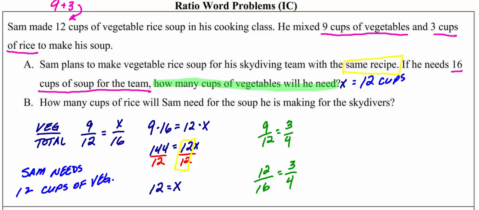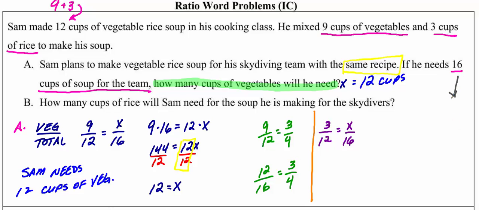Now the second question is part B, because this was all part A. The second part, part B, is how much rice will he need? We could go through the same process. We could do the very same thing. We could say the original recipe was 3 parts rice to 12 parts. What will x be to 16? We could do all of that. Here's the other thing we could do. We know that the soup is all vegetables and rice.